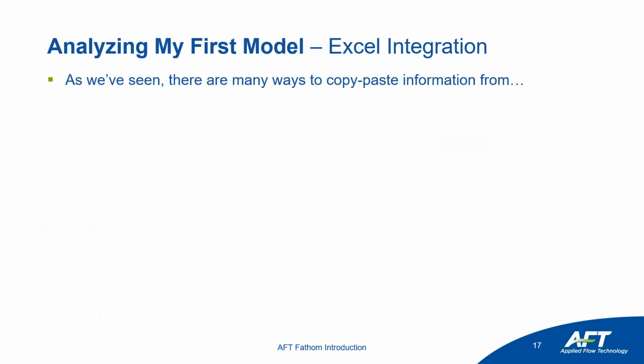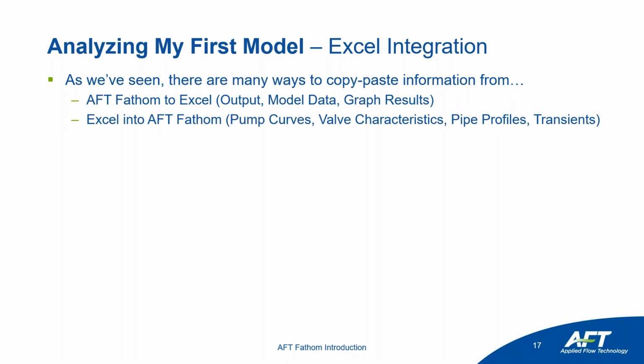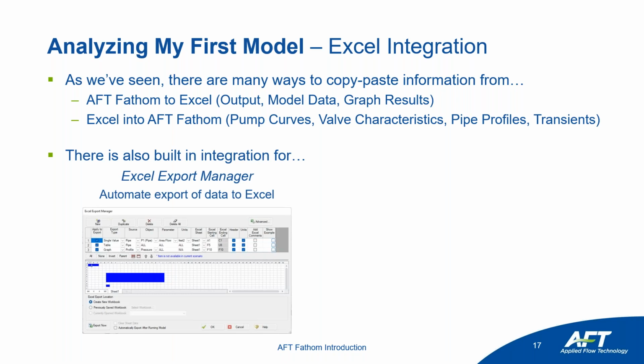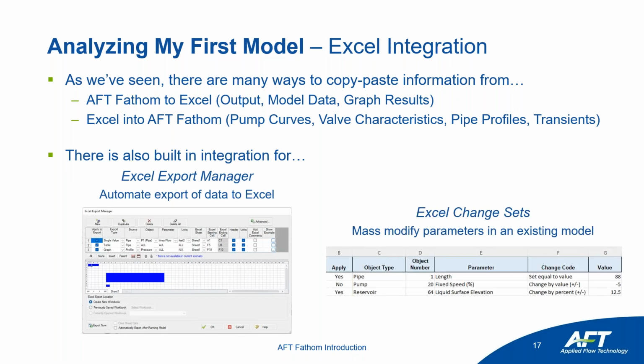To touch on the Excel integration a little bit more, we saw there's a few ways to copy paste information, whether you're copying it from output, model data, or copying your graph results. And you can also bring information into Fathom. We saw that copy and pasting our pump curve information in, but you can also do so for valve characteristics, your CV versus open percent, profiles of the pipe, and then also transient information if you're performing that analysis. So there's built-in integration for the Excel export manager, and then also Excel change sets to bring in information into the model.